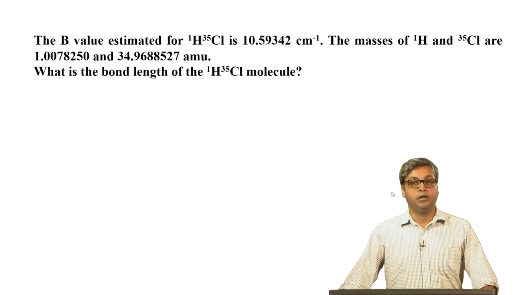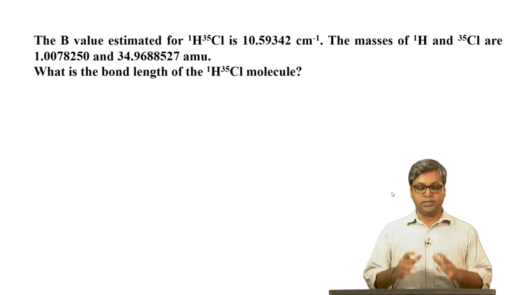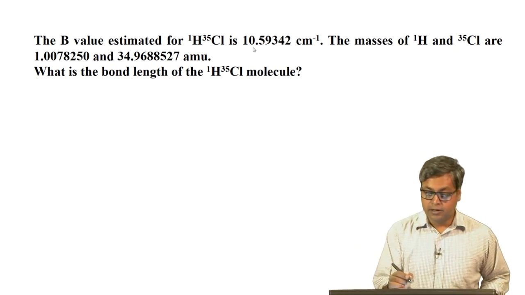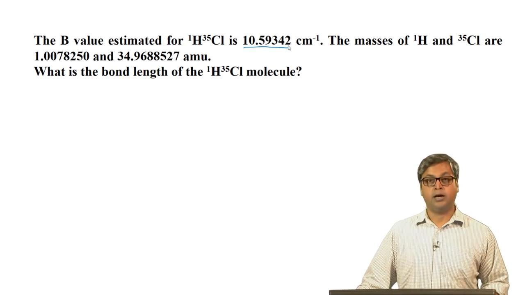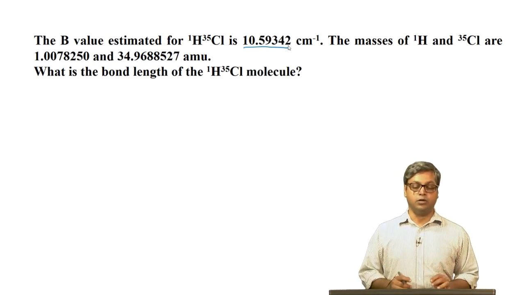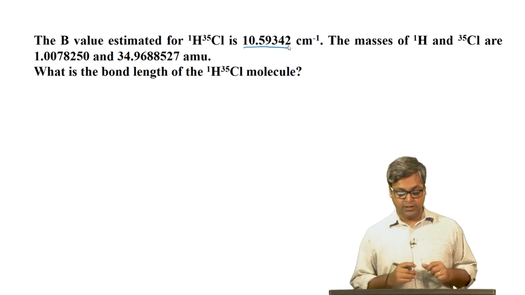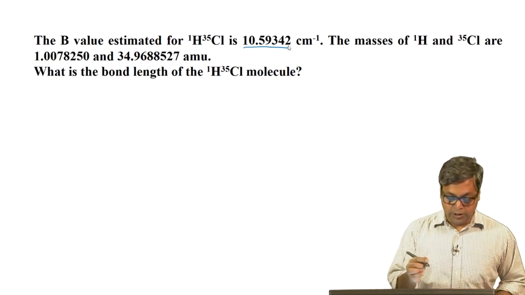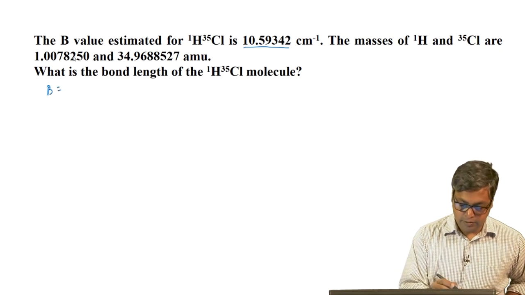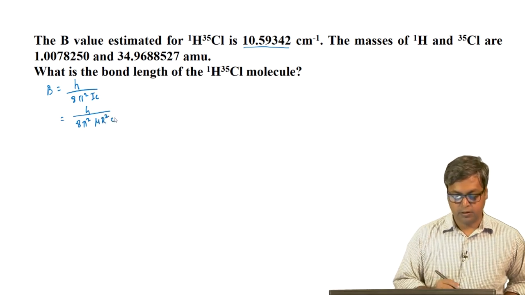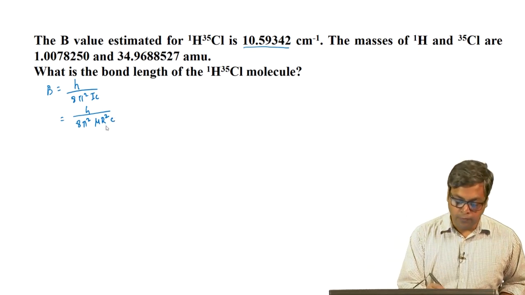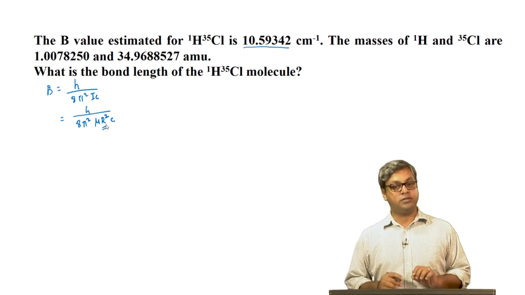So, the question we have is: the B value estimated for HCl is 10.59342 cm⁻¹, and here again the masses of hydrogen and chlorine are given in atomic mass units or AMU. We have to find the bond length of this diatomic molecule HCl. First, we see that B equals h by 8 pi squared I c, or in other words, h by 8 pi squared mu r squared c. In this particular problem, we have to find this r, or the bond length of the HCl molecule.